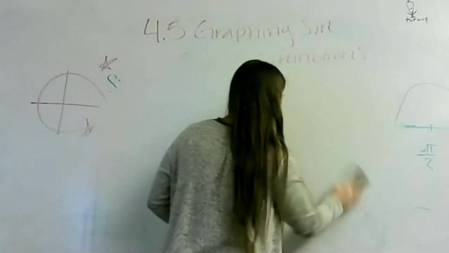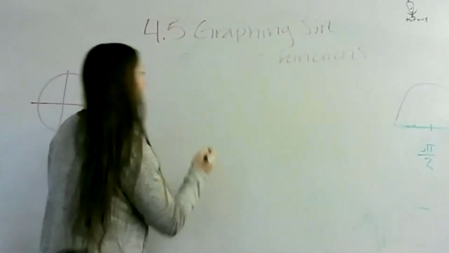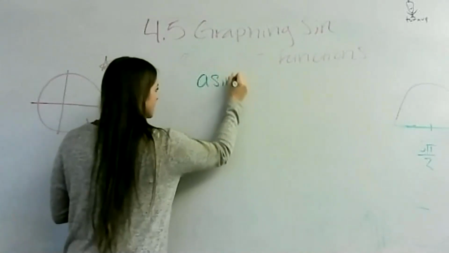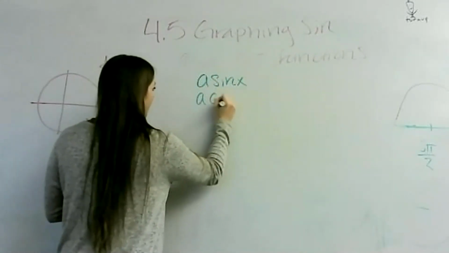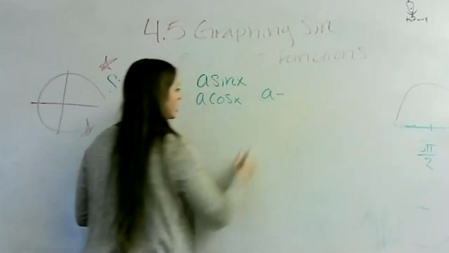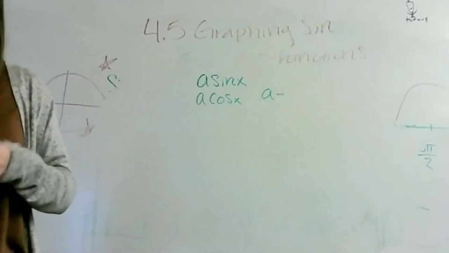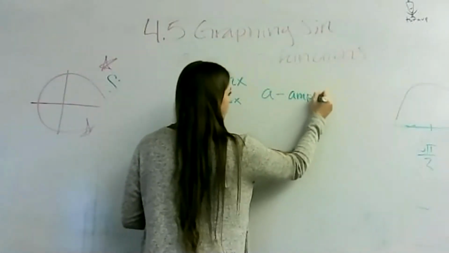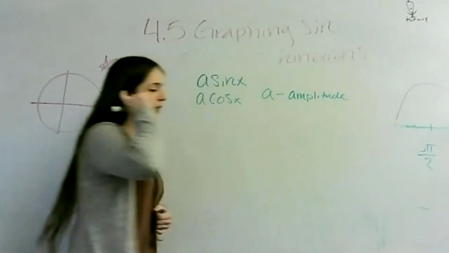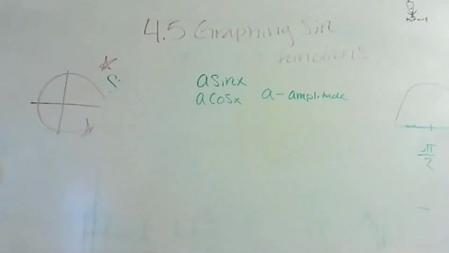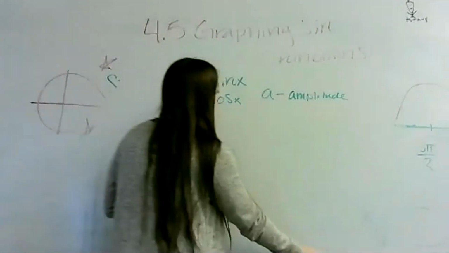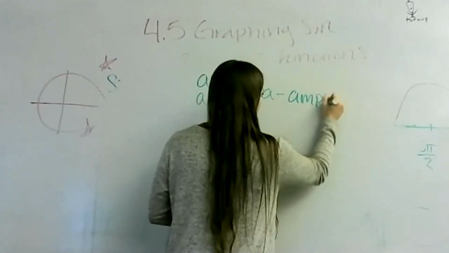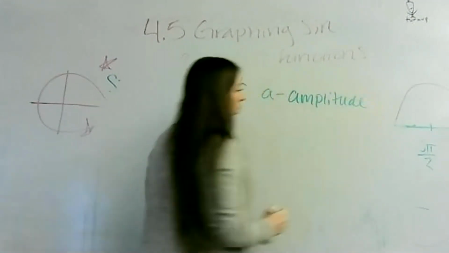That number out in front has a name to it. Specifically, we would say that this is a sine of x or a cosine of x, in which a is that value that's out in front being multiplied by it. A is actually called the amplitude, a word that I'm sure you've heard in math at some point, or maybe in science. Again, A stands for amplitude.